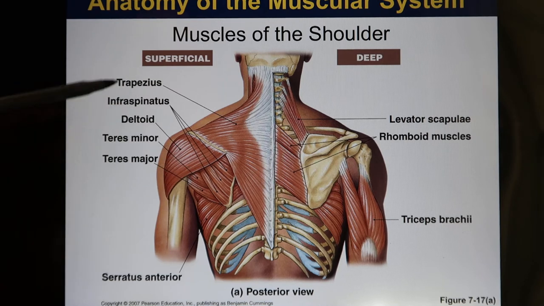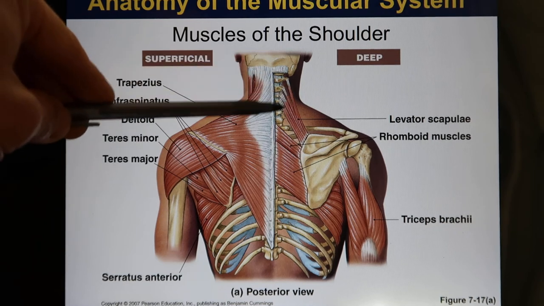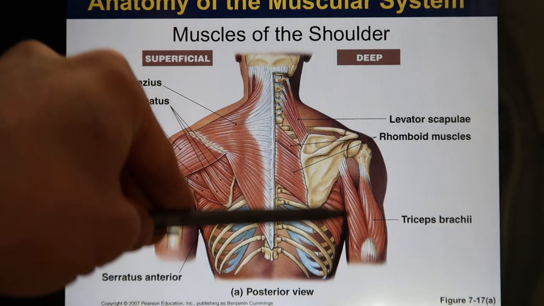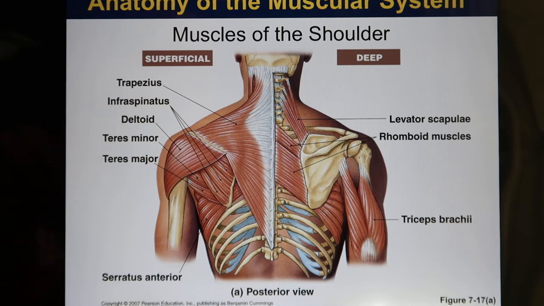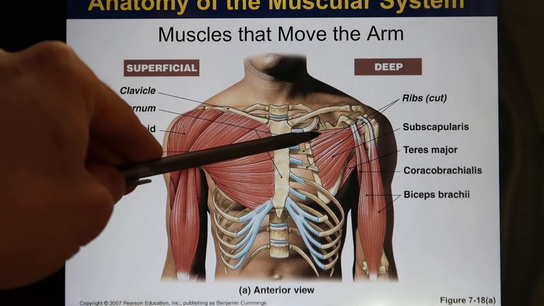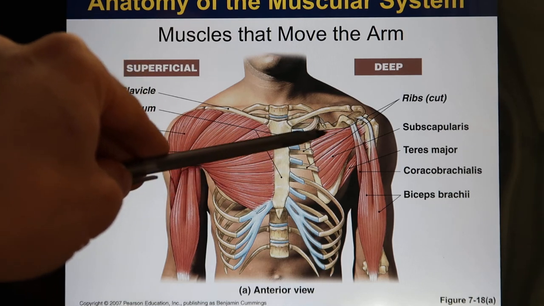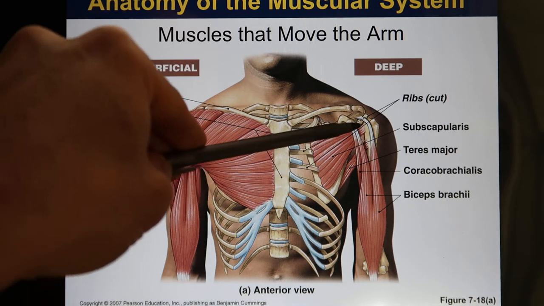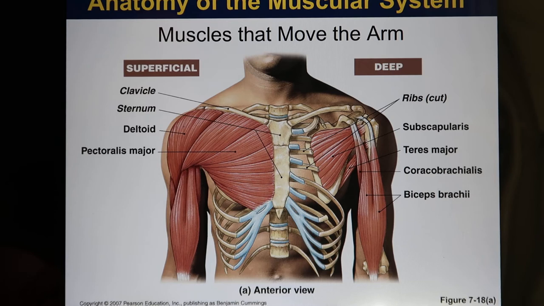We will talk about the infraspinatus and teres minor later. They belong to a group of muscles we call the rotator cuff muscles. And this one is called the rhomboid. It connects the scapula to the vertebral column. And this one you are very familiar with, this is called the triceps brachii. Now let's look at the anterior view. In the anterior view, you have the pectoralis major, deltoid, biceps brachii. And this one is called the subscapularis. This is also an inner layer of muscle connecting the scapula to the humerus, so it's part of the rotator cuff muscles.